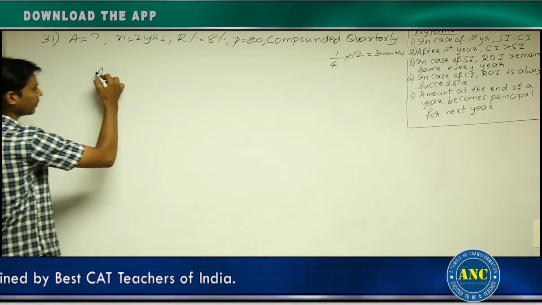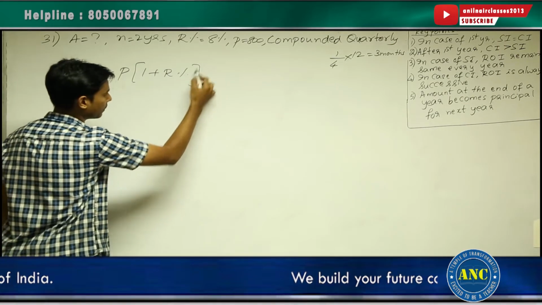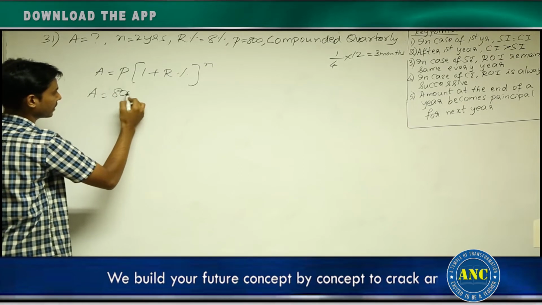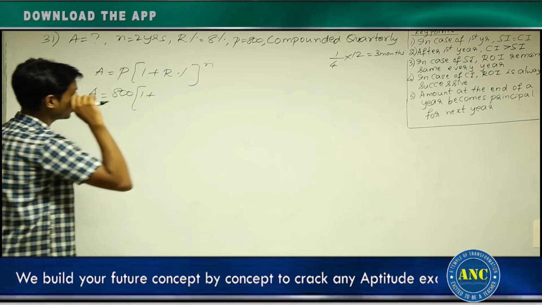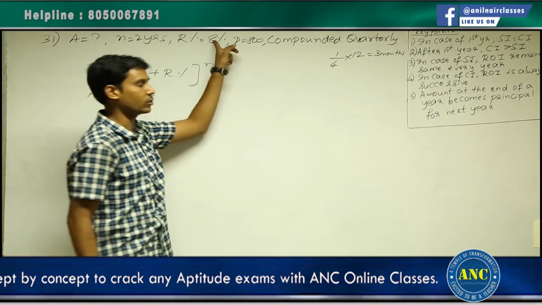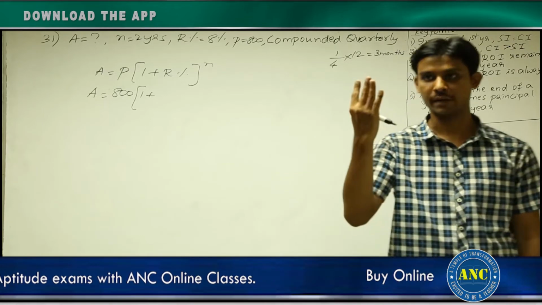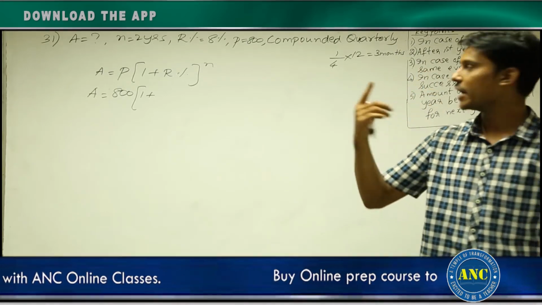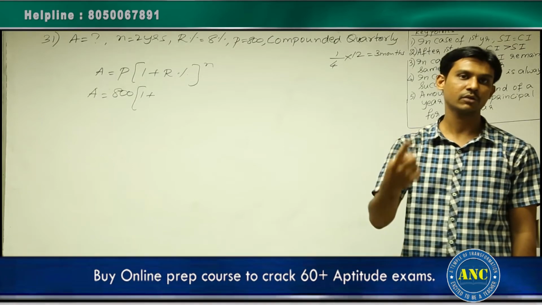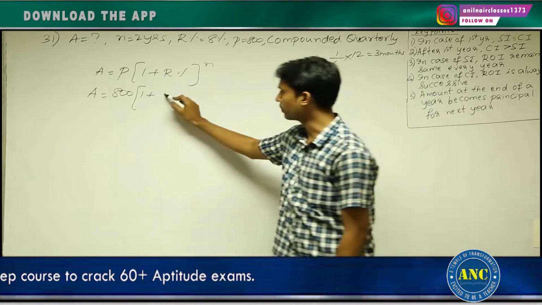See here. Don't remember any formula separately for quarterly. Amount is principal into 1 plus r percentage to the power of n. Principal is given as 800. 1 plus r percentage. At the end of 1 year, I should pay you 8 rupees. I am meeting you every 3 months. That means in a year, I will meet you 4 times. Every time when I meet you, I should pay this 8 rupees in equal installments. 8 rupees in 4 equal installments. Every time I am paying you 2 rupees.